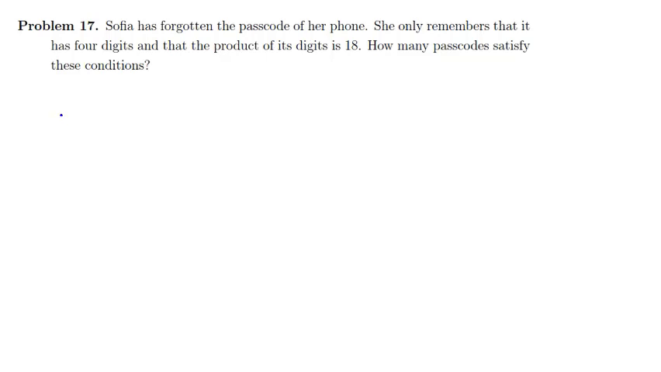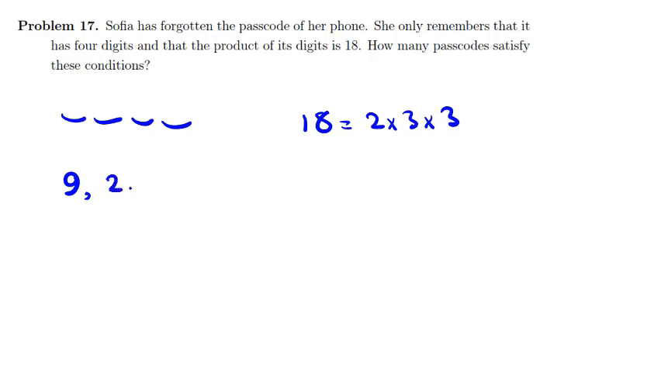Okay, so let's consider the 4 digits. The product of them is 18. All of them are digits. Let's prime factorize: 18 is 2 times 3 times 3. If the maximum one is 9, first we select what numbers we should have, then consider arrangements. So 9 is the maximum, then the others are 2, 1, 1. And if you consider the arrangement, it's permutation with repetition.